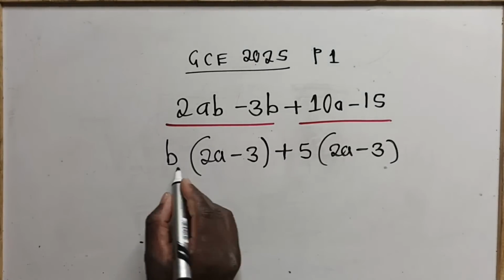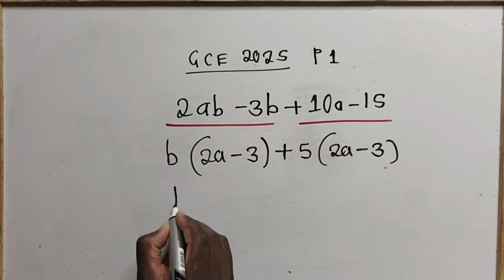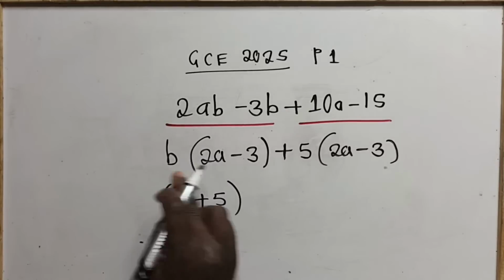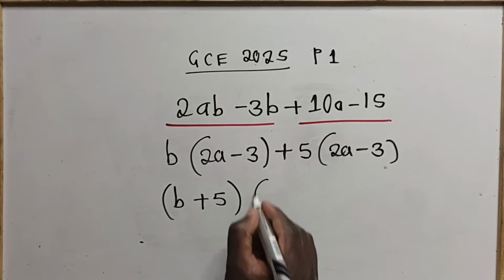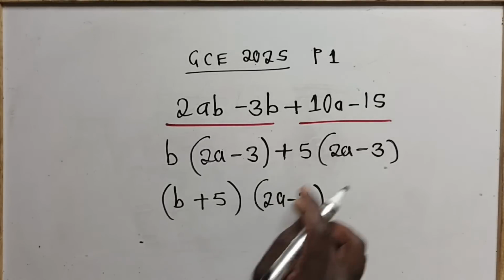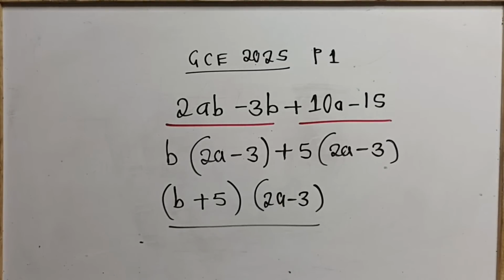You now pick what is in front of the brackets. So that is a B plus a 5. This and this, put them together. 2A minus 3. Just get one of these and then put it like that.